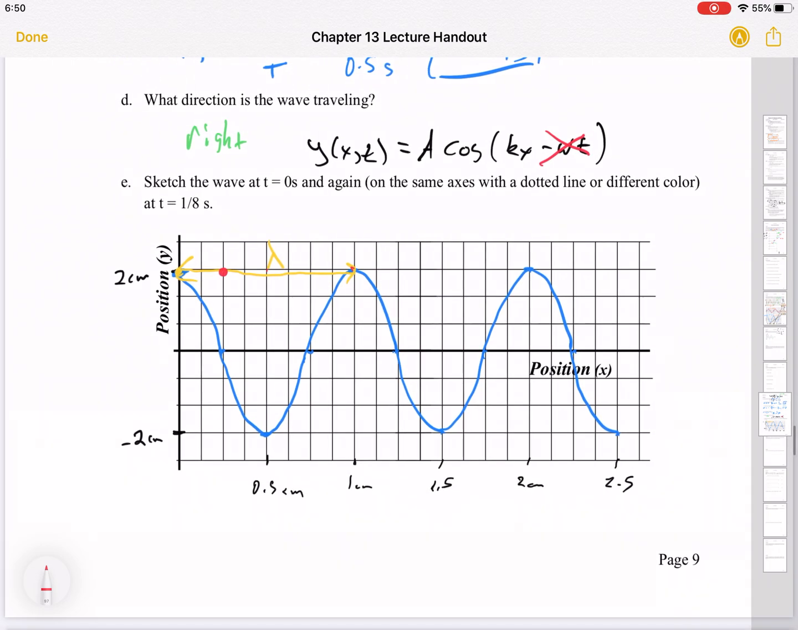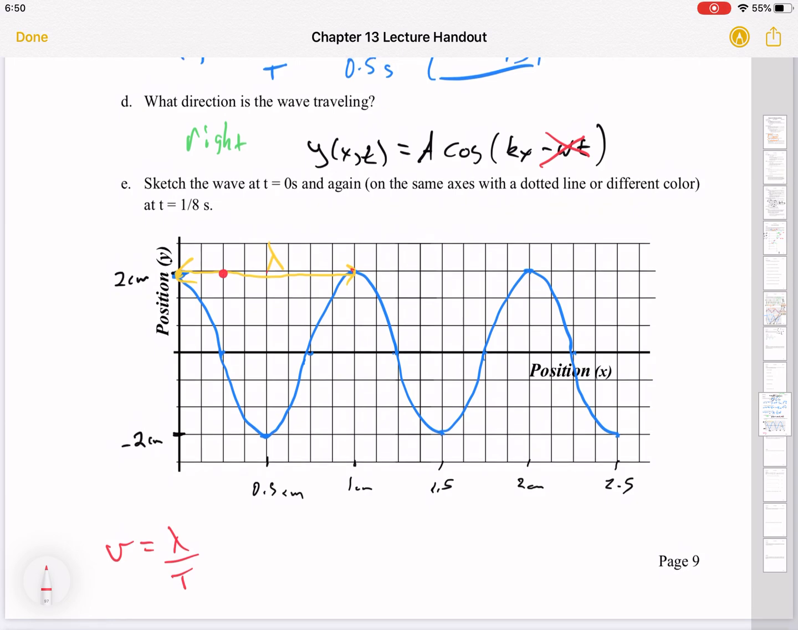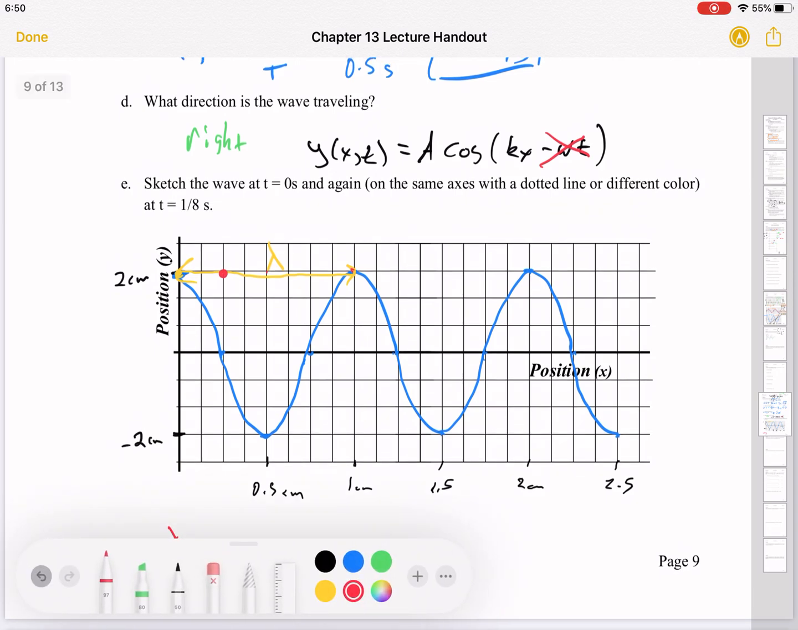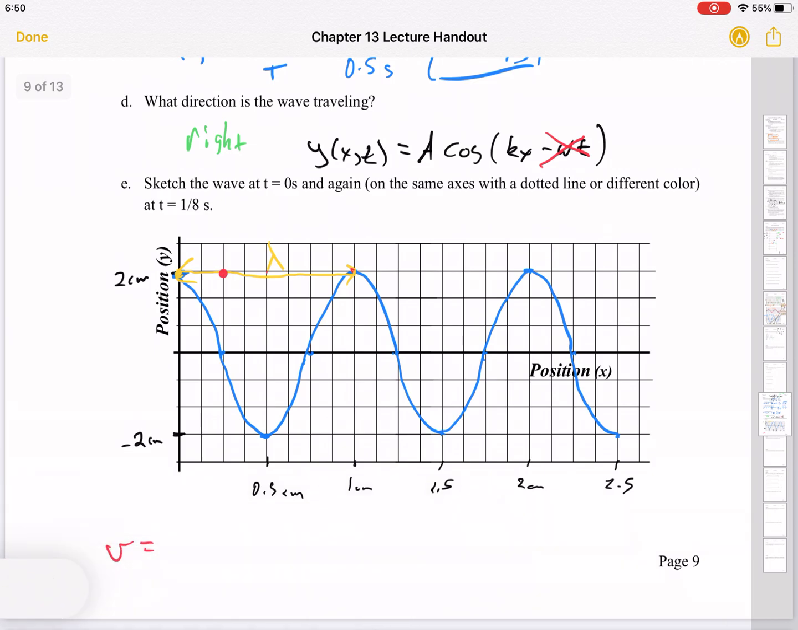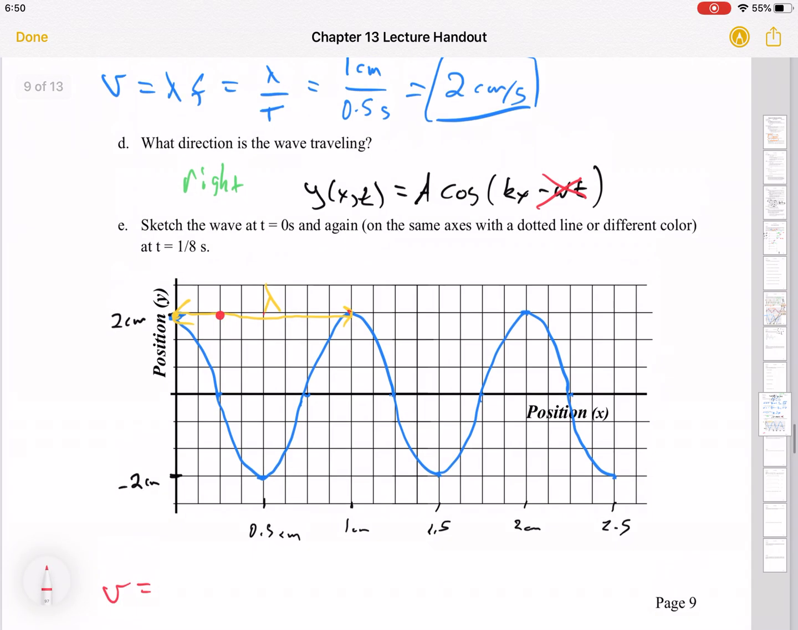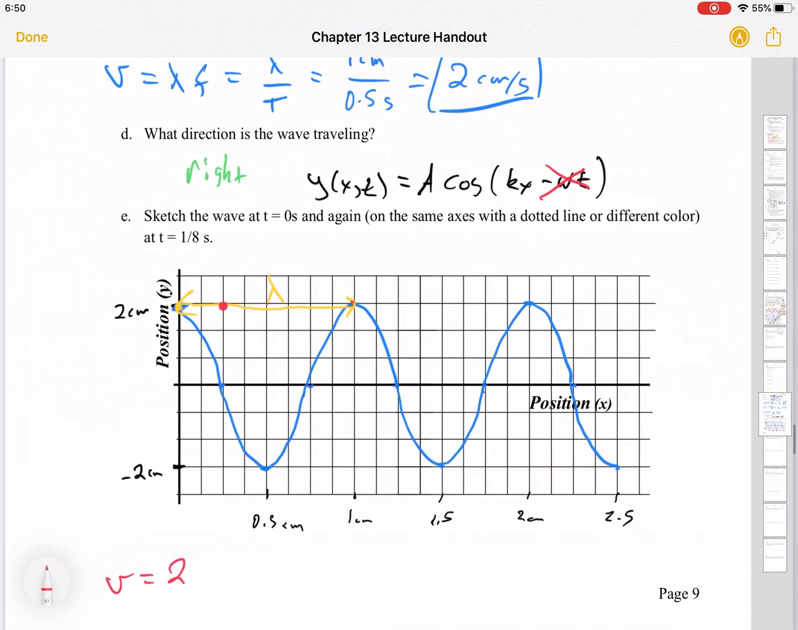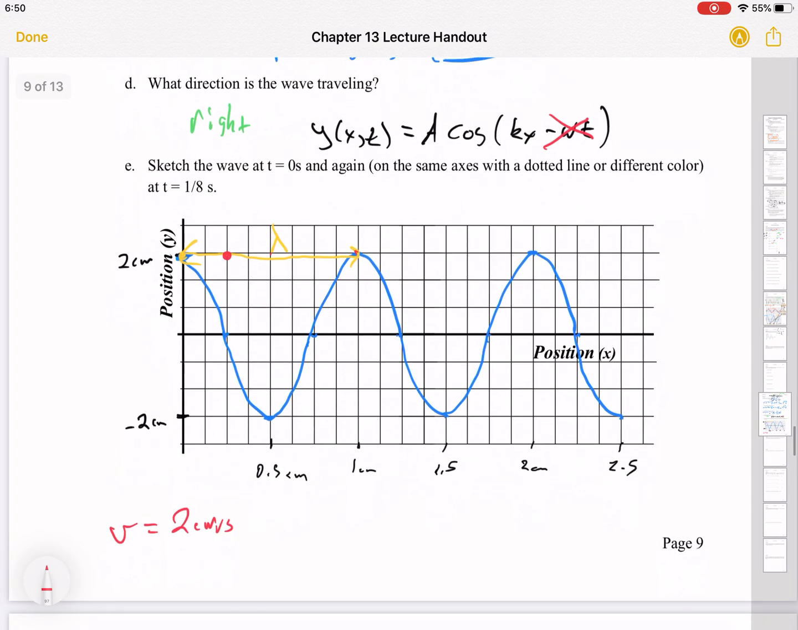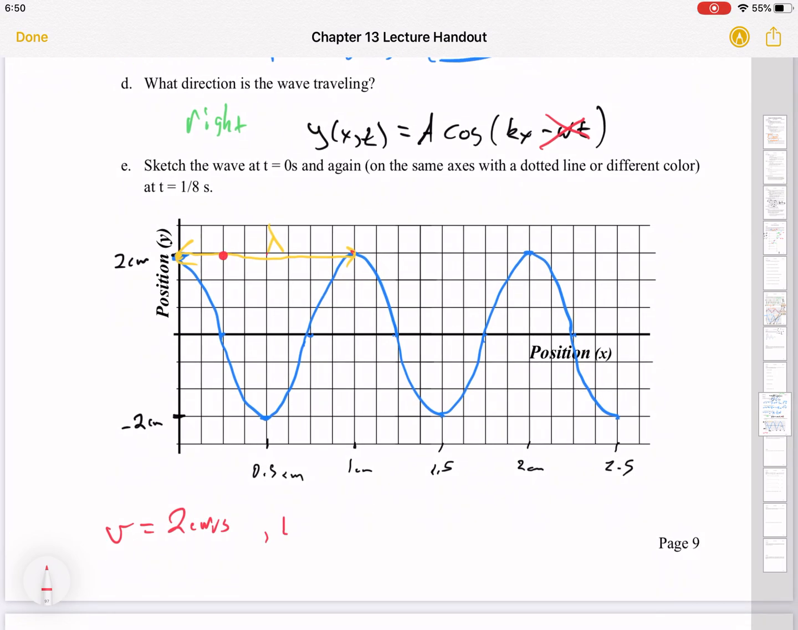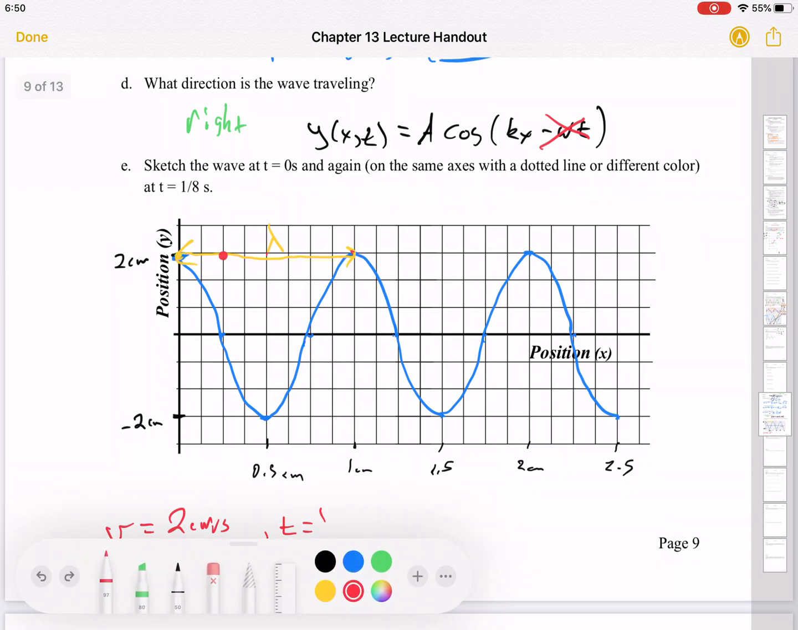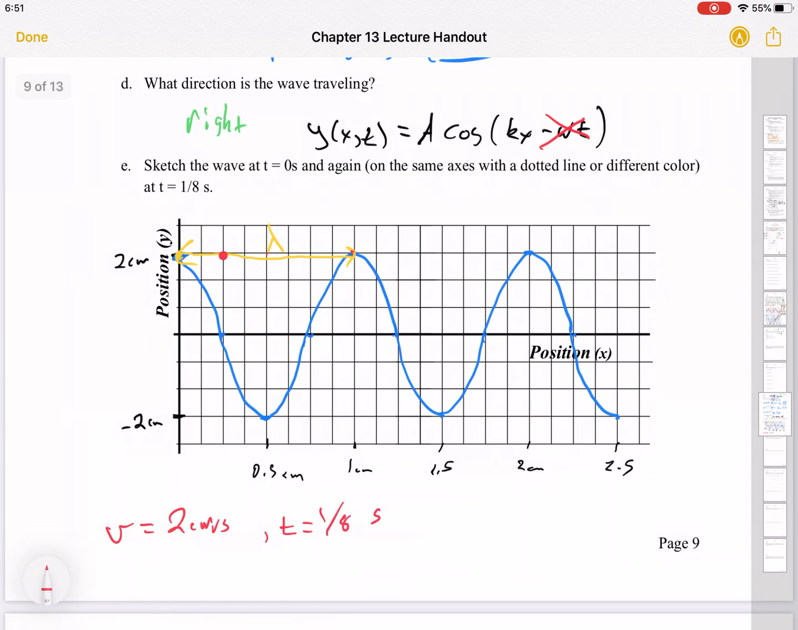Another way to get that is to say v equals lambda over T. I mean, basically here, v equals something we know. V equals 2 centimeters per second, I think. Yeah, 2 centimeters per second. So I could ask, how far does that travel in 1/8 of a second?